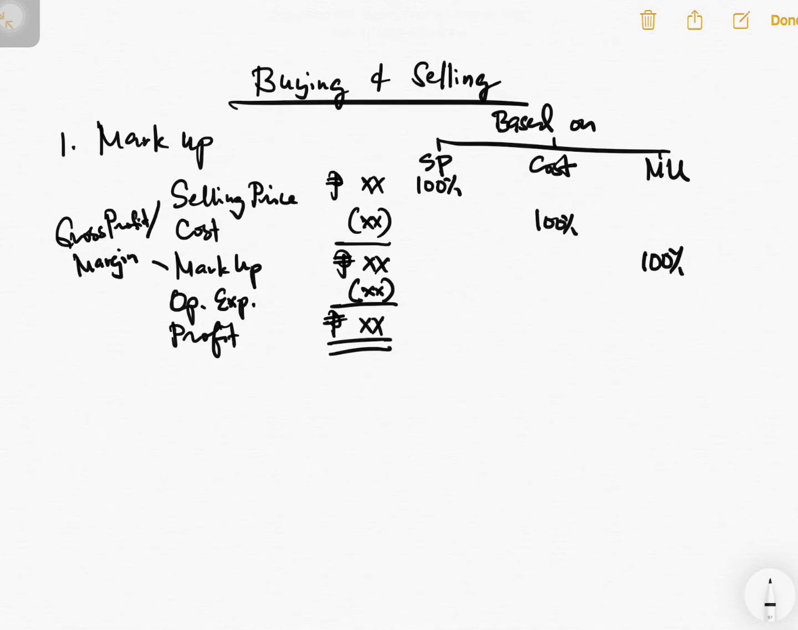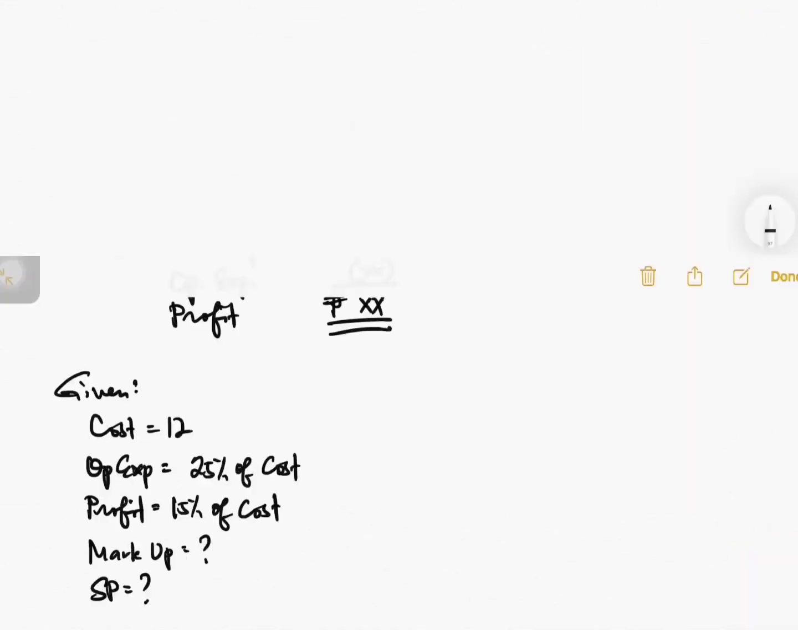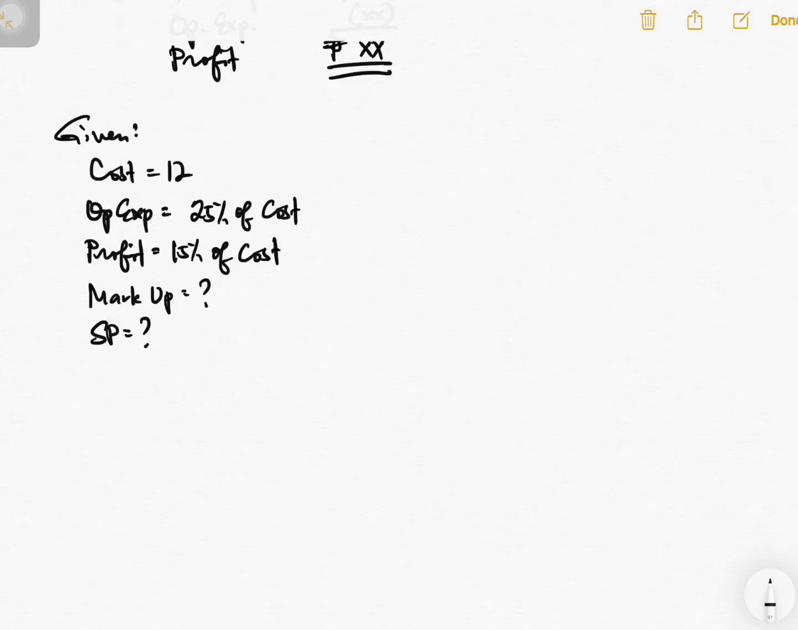So let's apply this to appreciate it. I'll write the problem. I will just fast forward when I'm done writing it. Okay, so let's say this is your given. You're given a cost of 12 pesos. Just write P. And then operating expense is 25% of cost, profit is 15% of cost, and you are required to compute the markup in peso and the selling price.